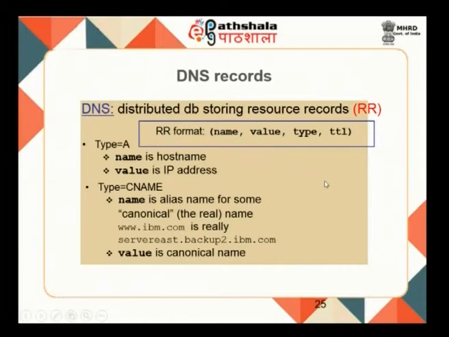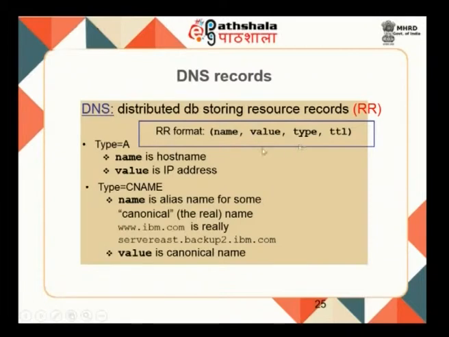Now, how is this DNS information actually stored? It is stored in what are called resource records. Resource records are the format in which the DNS information is stored. The RR format is a 4 tuple: name, value, type and TTL. The name and value will give you the information mapping that we are talking about.